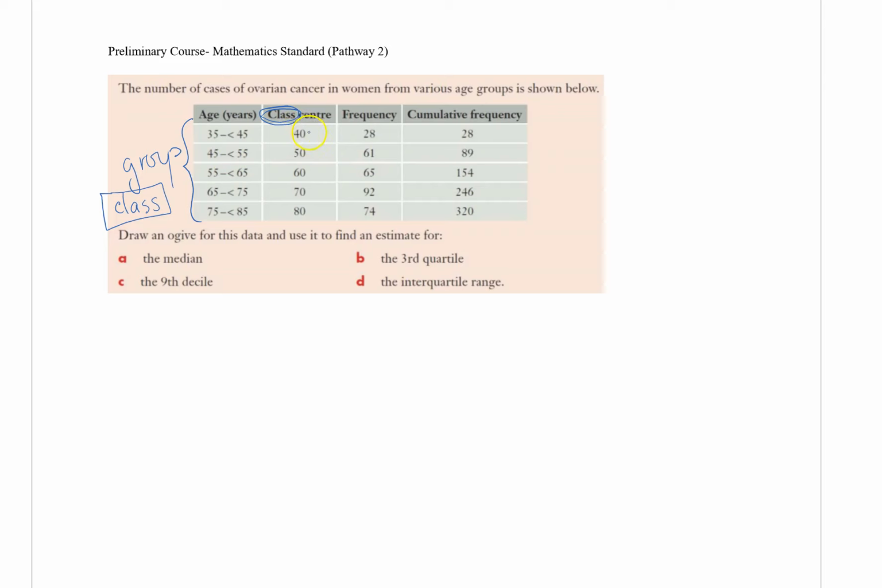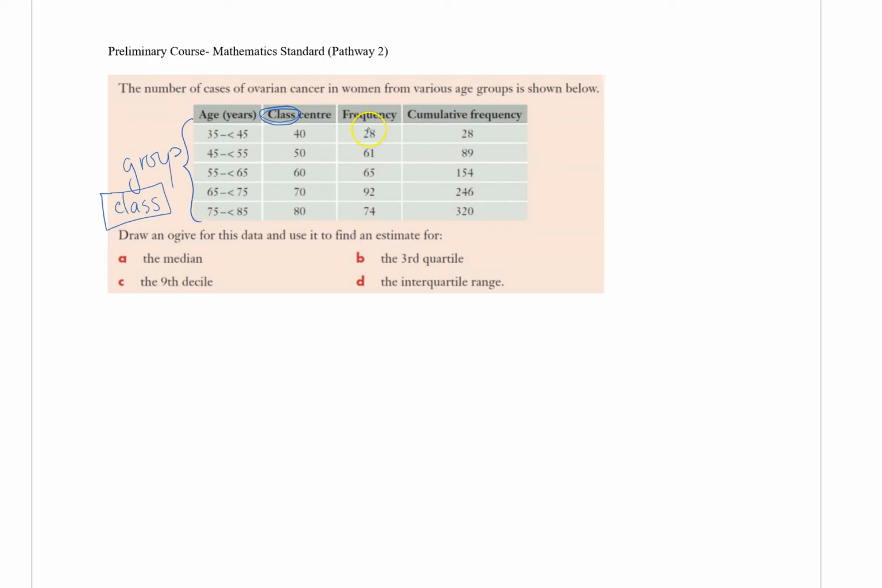Class centres are between 35 and 45. The class centre is 40, 50, 60. I just noticed on the previous topic test some students had a little bit of difficulty with that. So please have another look at these and make sure you've got that sorted if you were one of those people that had trouble with it in the previous chapter.